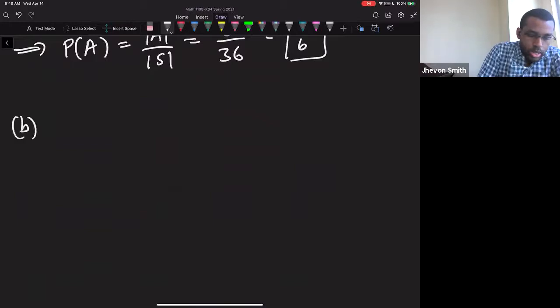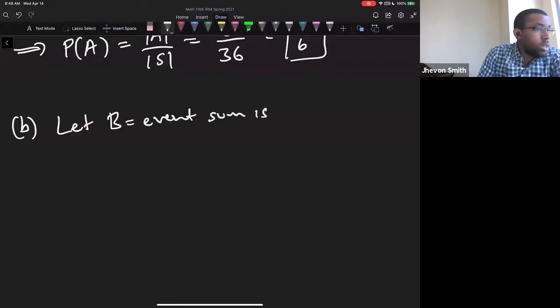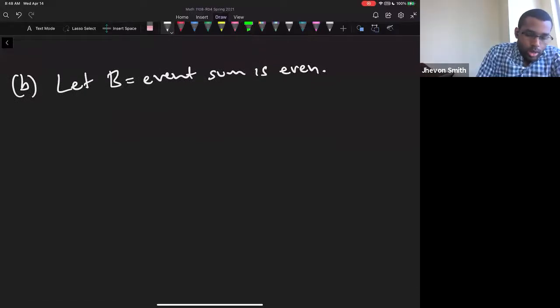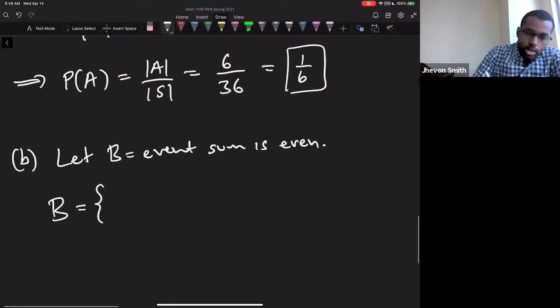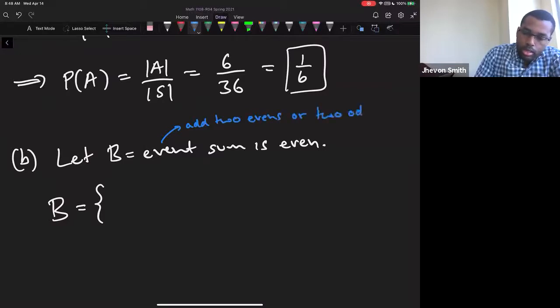So moving to B, let B equal the event the sum is even, which is what we wanted. So you look at B and you list them out. Now, how can you get an even? You should realize that if you add 2 evens or 2 odds, the result is even.